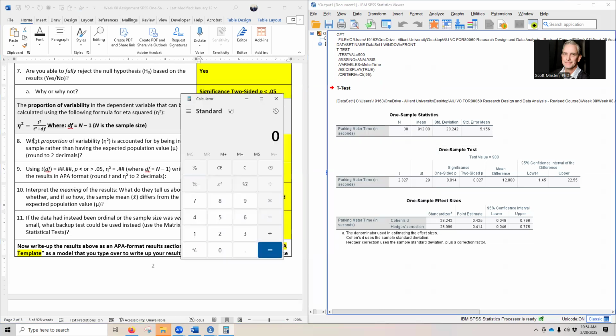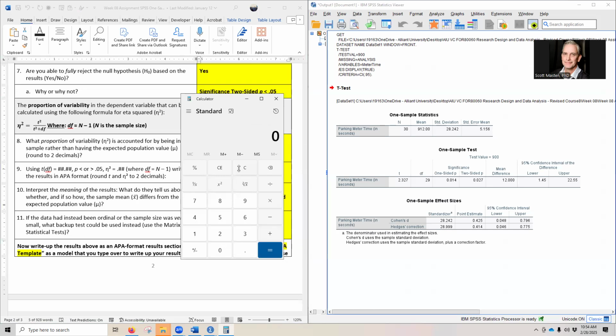So I'm going to calculate the bottom first because I need to know that number. It's 2.327 squared plus degrees of freedom 29. And that gives us, and I'm just going to have to write this down, 34.4149. That's probably enough decimals. That is our bottom right here.